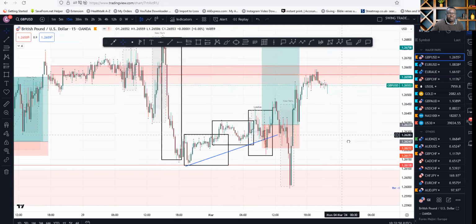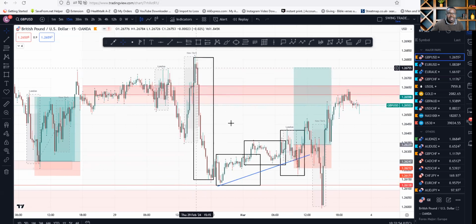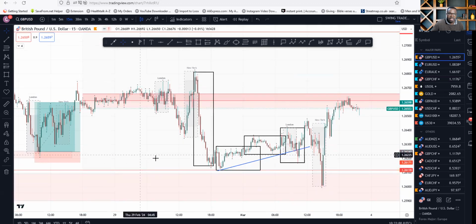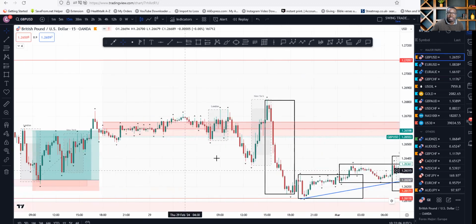Then the last one we took on GU, we didn't take this trade. We took the sell. Because of the news, I didn't take this trade that day. I wanted to take that buy, but we didn't take it. Now, this was the last one we took on Thursday. On Friday, there was no trade.